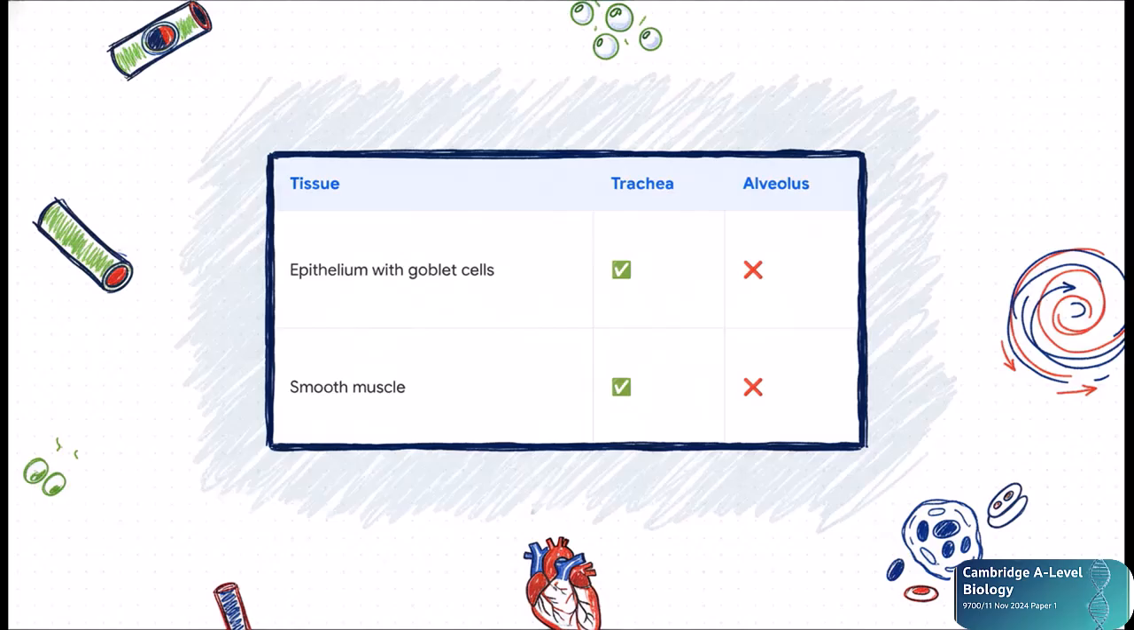But an alveolus? Its one and only job is super fast gas exchange. Its walls need to be incredibly thin, so adding layers of muscle or mucus cells would just get in the way. It has neither. Therefore, both tissues are in the trachea but not the alveolus, which makes A the correct answer.